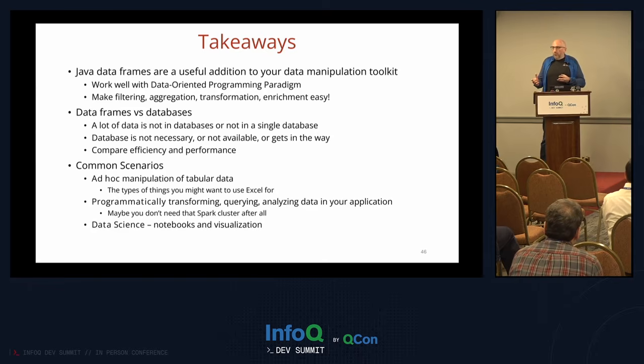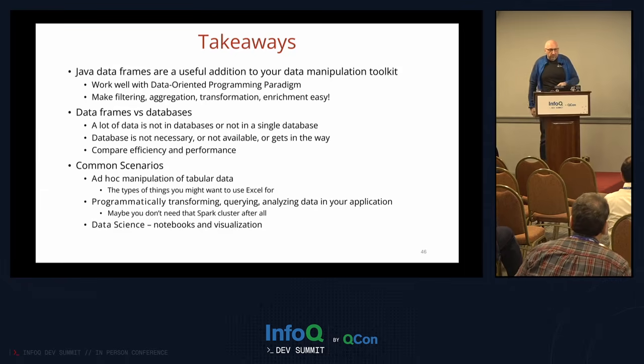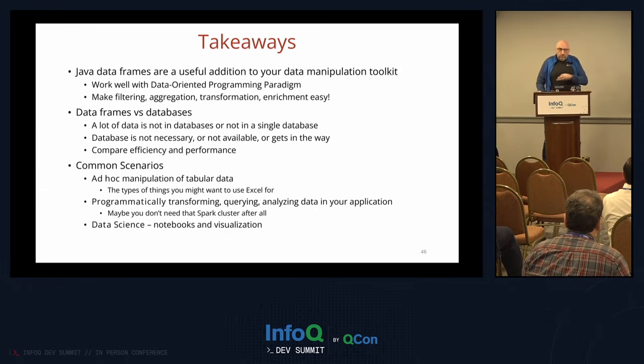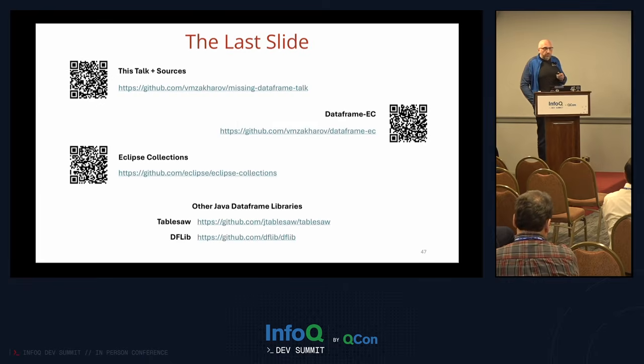But then you end up with a piece of code that solves your problem, but it solves it in Python, and your backend is a Java service, and now you have to figure out how to rewrite it. If you use a Java DataFrame, you could just simply take this code and basically stick it in your program. And then you can use it to programmatically transform, query, and analyze data, so your standard enterprise data processing pipelines can benefit from it. And of course, your standard use cases for DataFrames, for data science notebooks and visualization, are supported by some of the Java DataFrame frameworks.